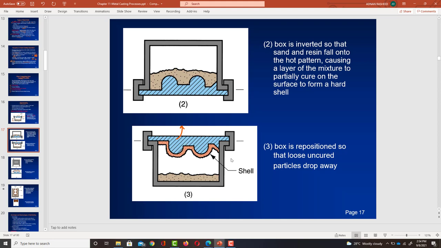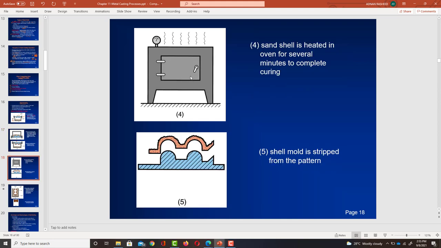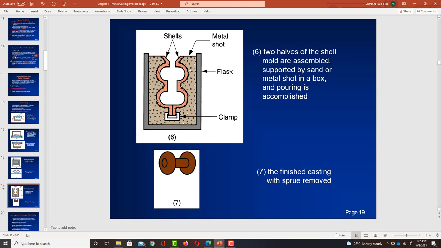Now re-invert the plate again to its original position and then heat that plate in the oven. After the heating, it will get harder. So you can remove the plate from this mold. Again, join the cope and drag pieces in a flask and clamp them so that they do not separate from each other. And you have to pour the molten metal. After solidification, you will get the part. So this was all the steps of shell molding.